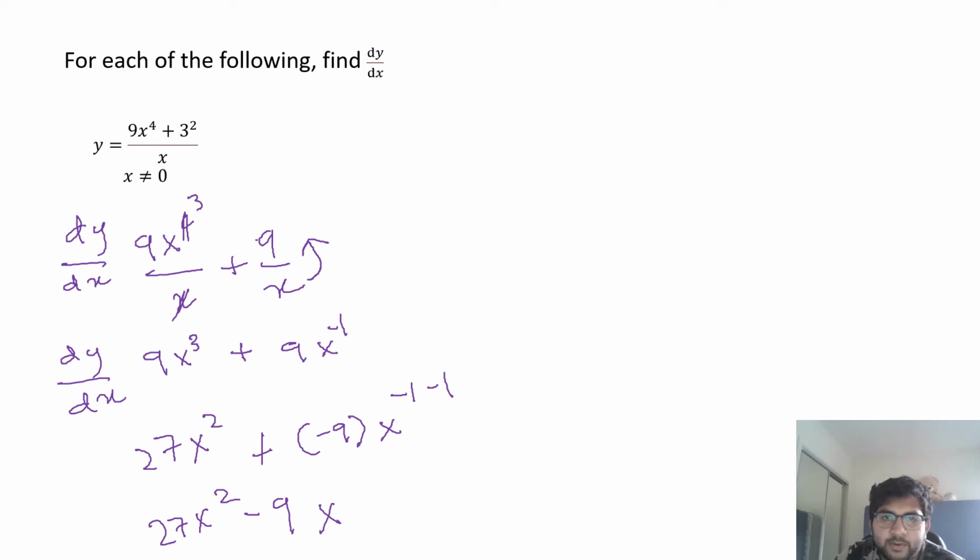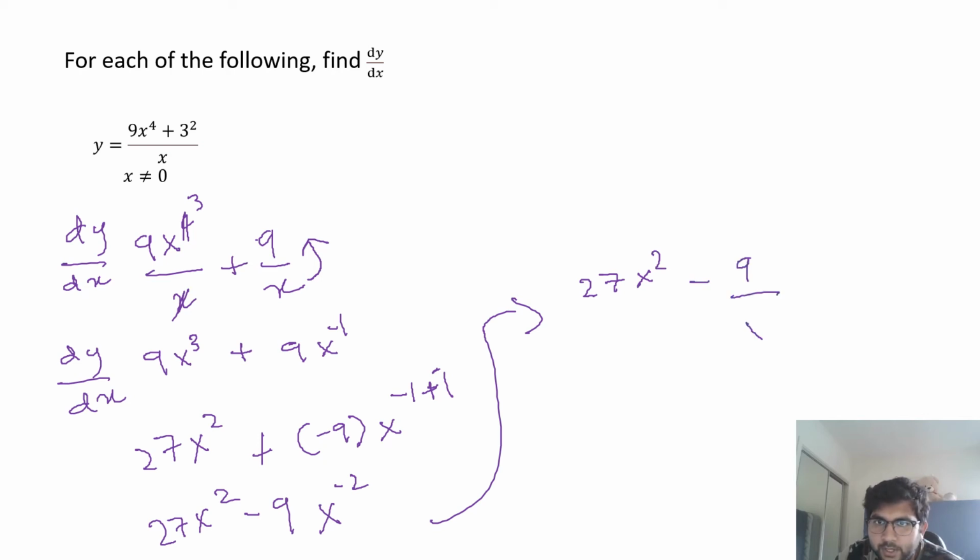x to the power negative 1 minus 1, so it becomes negative 2, or in other words we can write it as 27x squared minus 9 over x squared. So this is going to be the final answer. Alright, thanks.